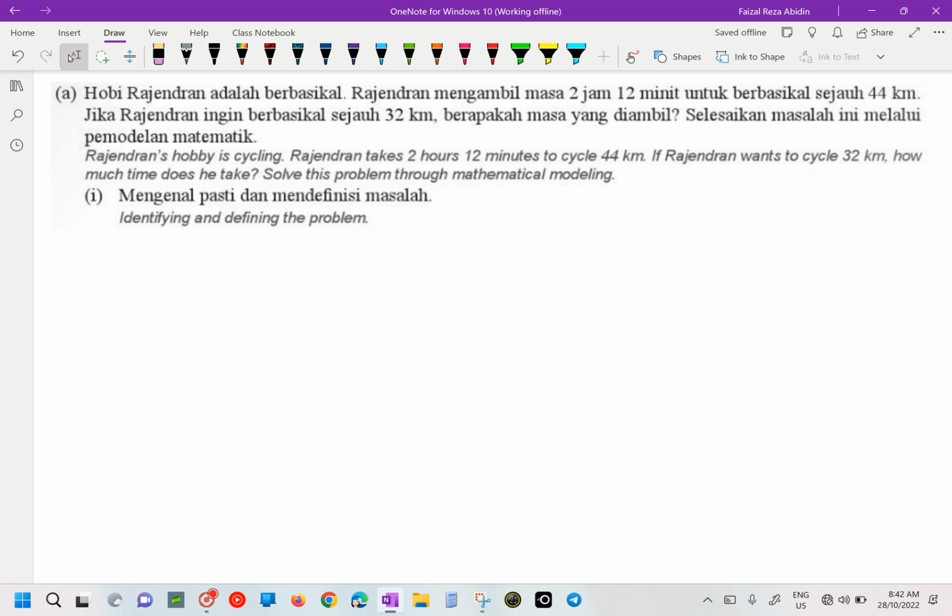Rajendran's hobby is cycling. Rajendran takes 2 hours 12 minutes to cycle 44 kilometer. If Rajendran wants to cycle 32 kilometer, how much time does he take? Solve the problem through mathematical modeling.